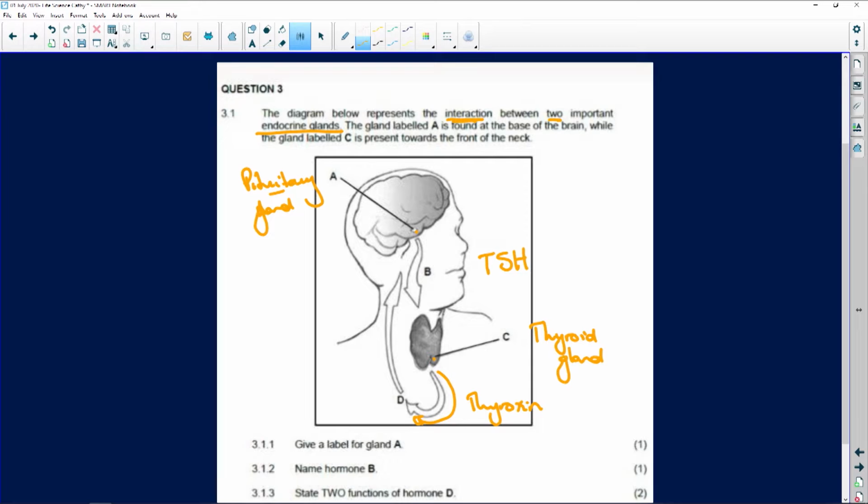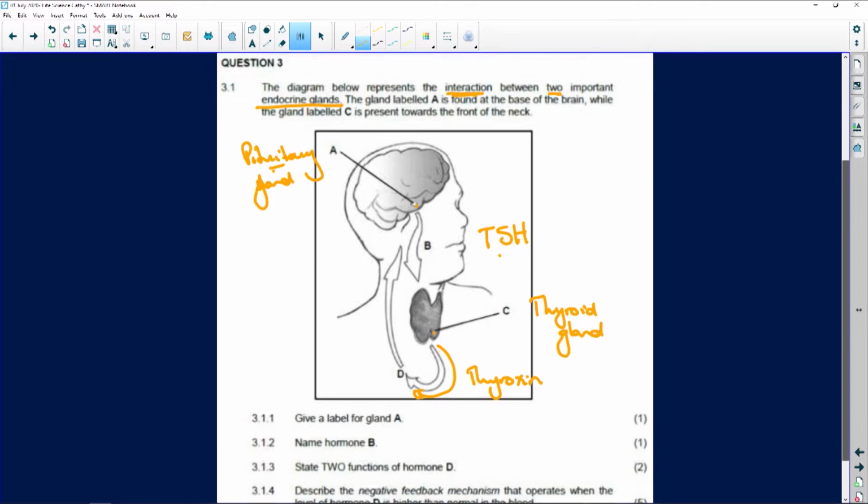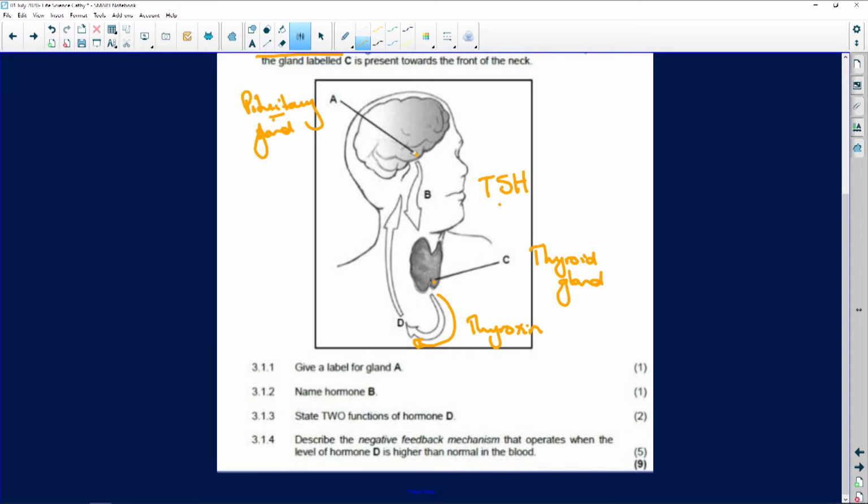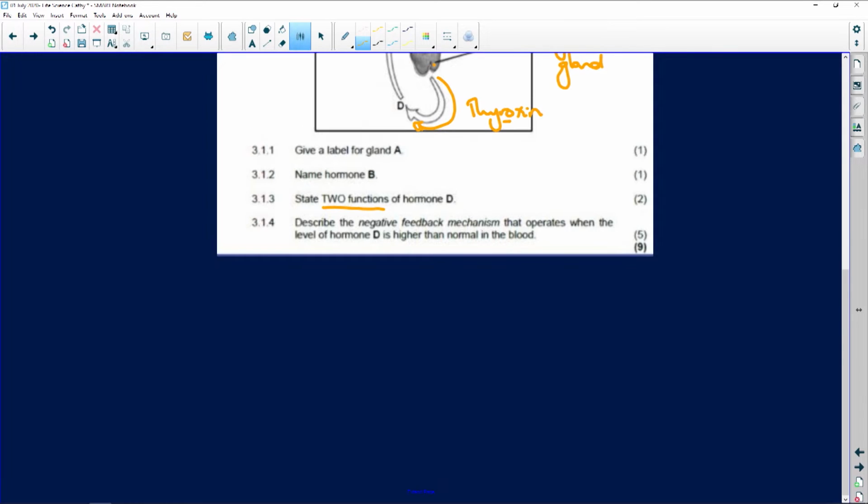It's easy. Okay, now it says give a label for gland A. Well, we've already done that. It's the pituitary gland. Hormone B, thyroid stimulating hormone. State two functions of hormone D. So what are the functions of thyroxine? Okay, so what would the functions of thyroxine be?